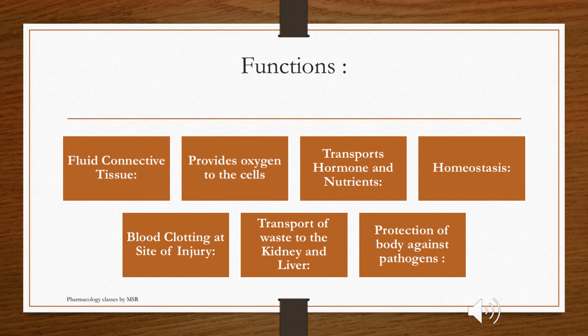So moving on to the functions of the blood. It is a fluid connective tissue which provides oxygen. It helps in the transportation of hormones and nutrients. It helps to maintain homeostasis. It helps in the clotting process. It will transport the waste to the kidneys and liver, and also it protects our body against pathogens.